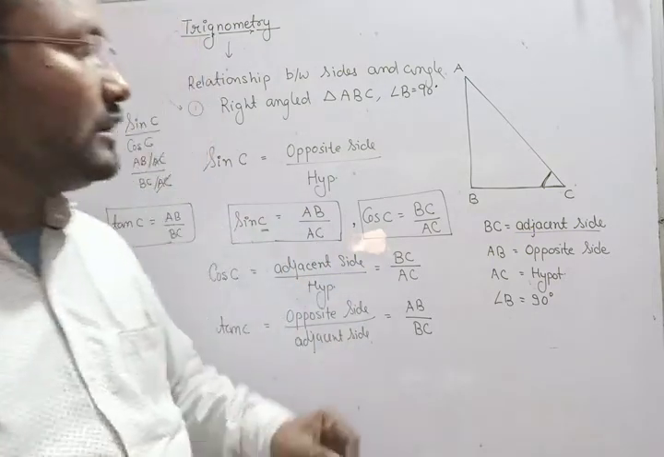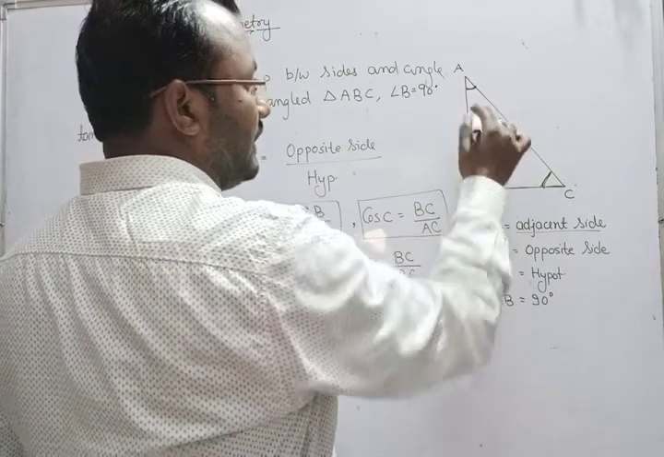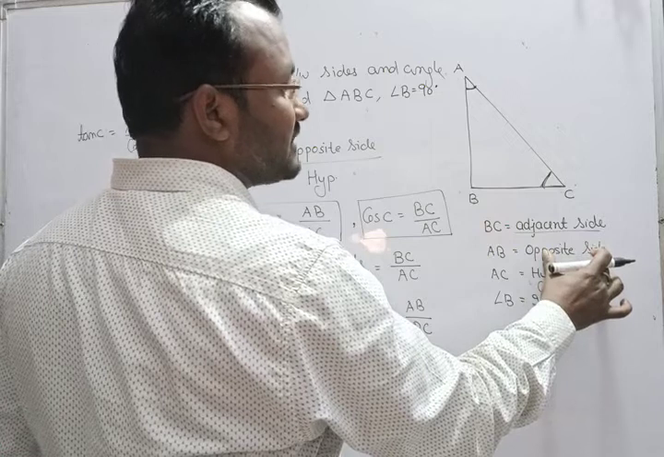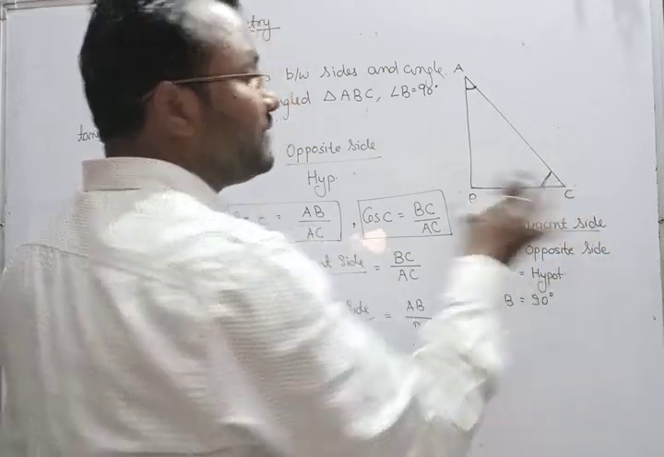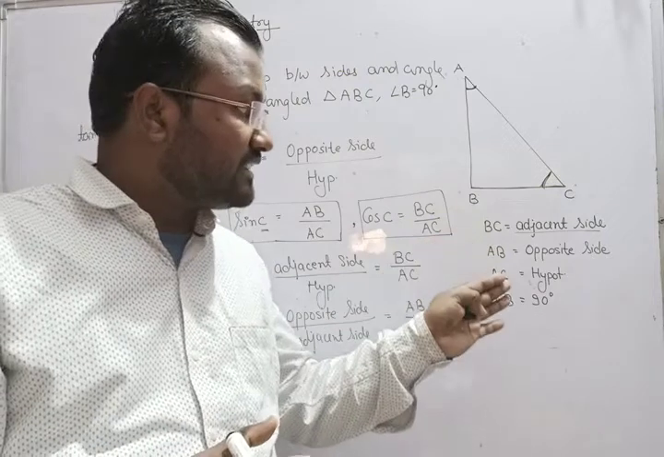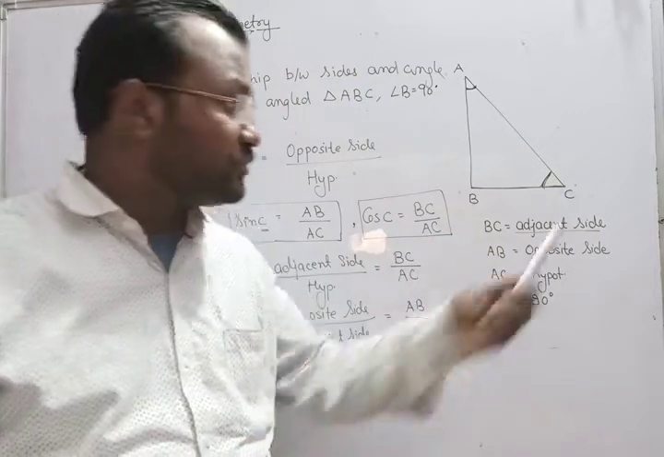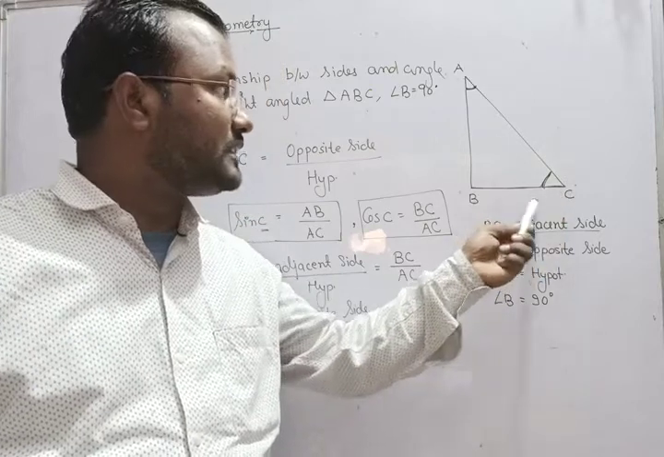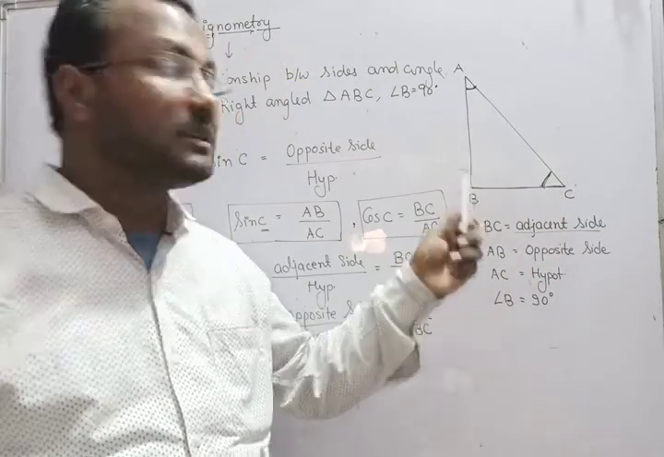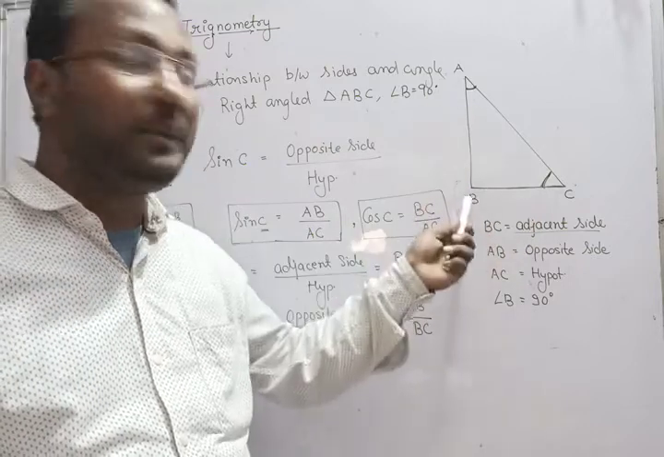And one thing more, suppose we are working for this angle A. For this angle A, AB will become the adjacent side and BC will become the opposite side. So the opposite side or adjacent side depends upon the angle we have chosen. We have chosen C, that is why BC is adjacent and AB is opposite. But suppose we have chosen A, the opposite side will be BC and the adjacent side will be AB.